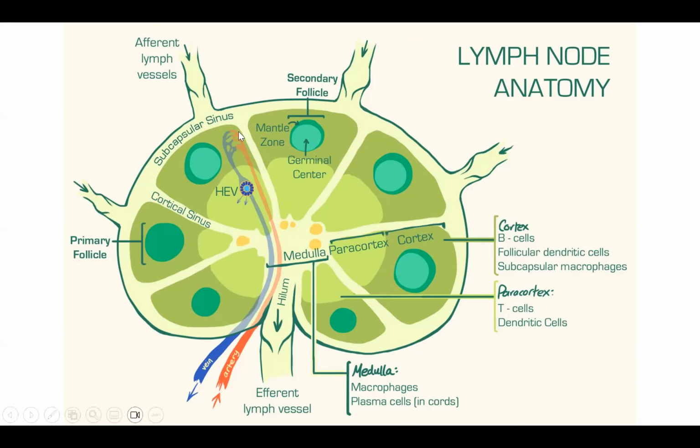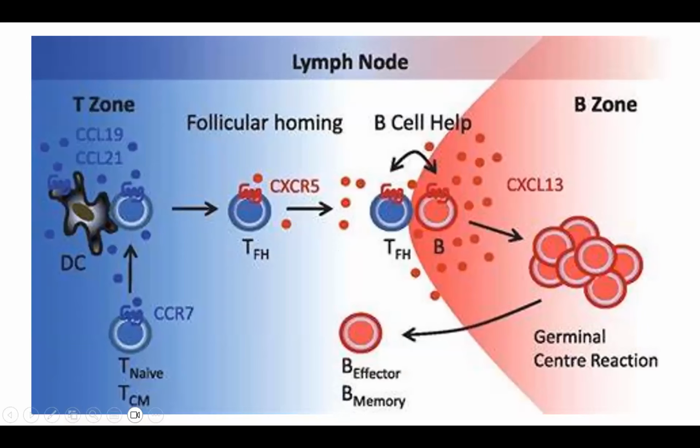So this gives you a little bit more of a diagram, understanding the afferent flow of the lymph coming through the subcapsular sinus down into the cortical sinus, into the medulla or the medullary sinus into the hilum, and then out through the efferent lymph vessel. Now, there's a lot of activation that's taking place between the cortex and the paracortex. All right, now we need to go into a little bit of detail on that.